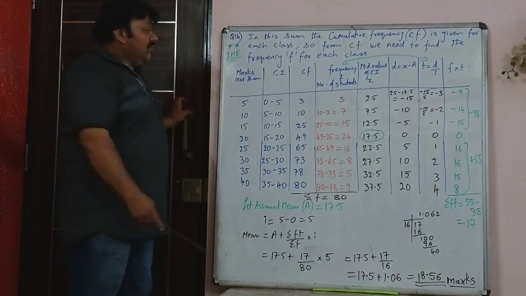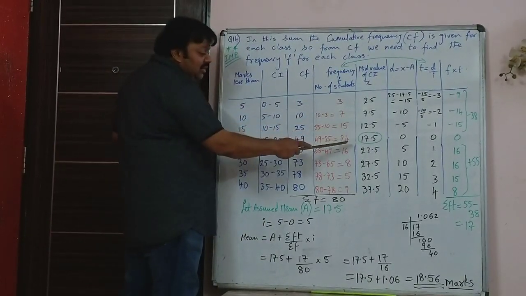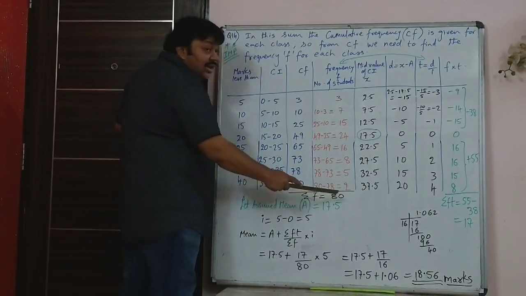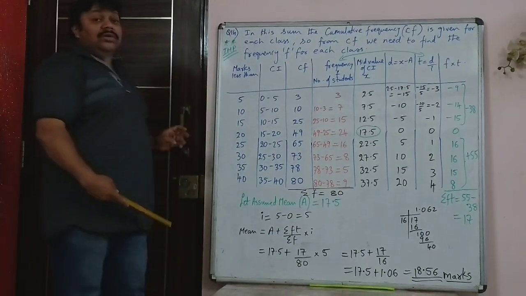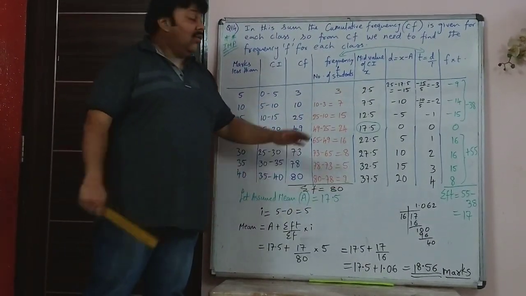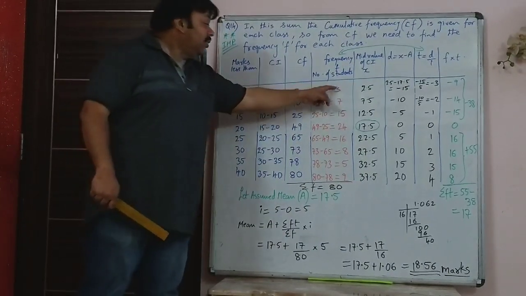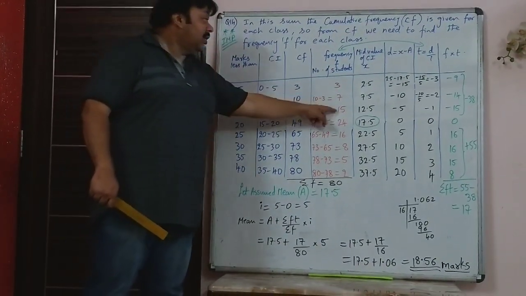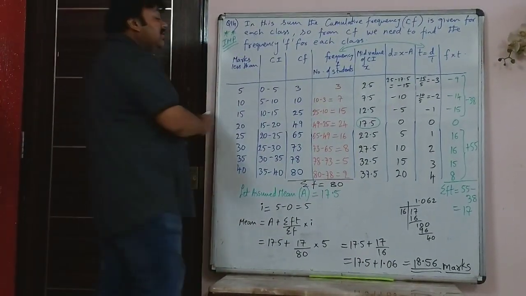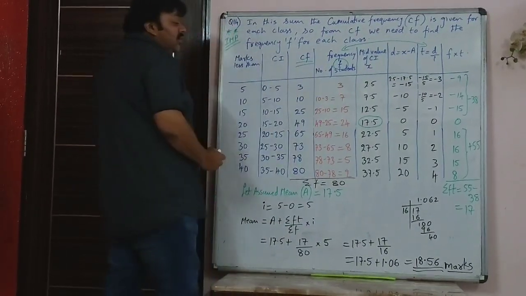When you add up all these groups, what will you get? 3 plus 7, 15, 24, 16, 8, 5 and 2. You will get the class total number of students, that is 80. What you have written here is just how many students are there in each group. This is what you require, because what is this? This is the frequency. You are given the cumulative frequency.